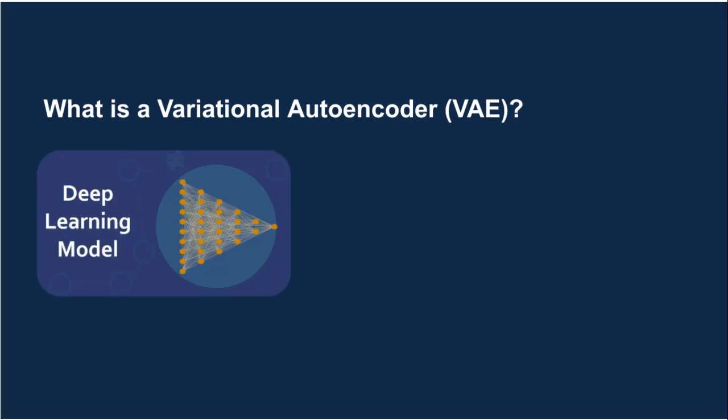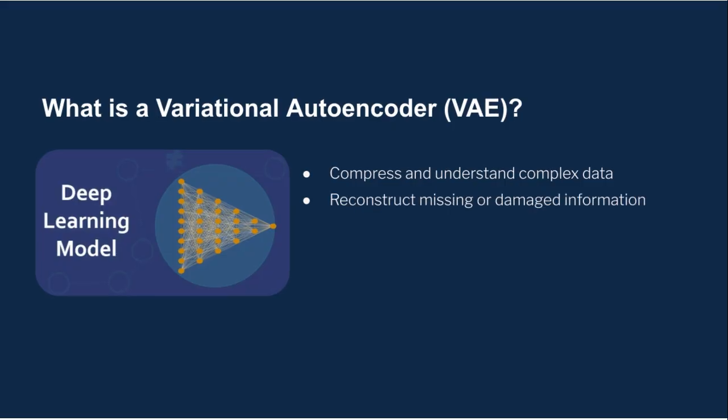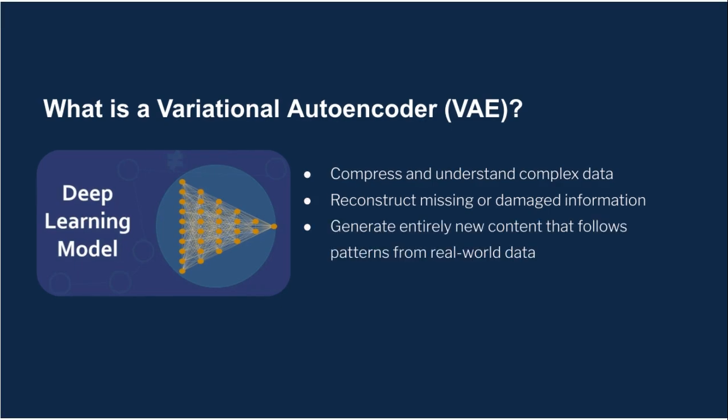VAEs are a type of deep learning model that allow AI to compress and understand complex data, reconstruct missing or damaged information, and generate entirely new content that follows patterns from real-world data. But how do these work and what makes them different from other AI models?